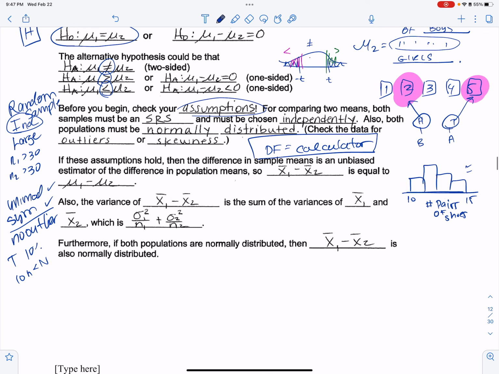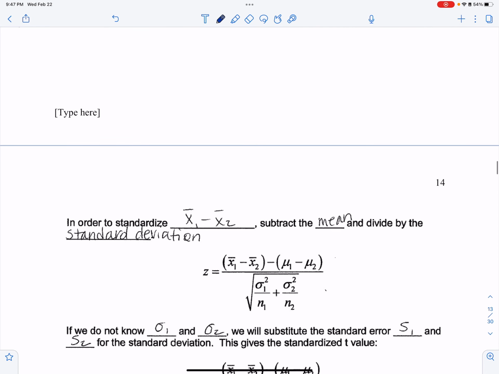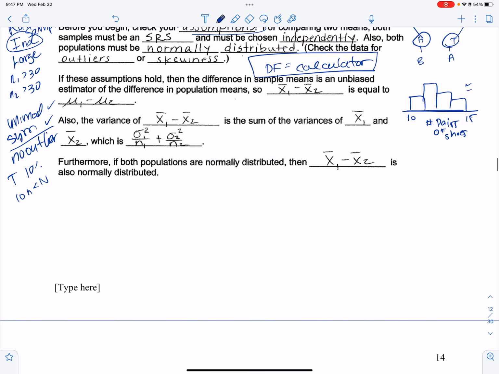Okay, so what I talked about just up here is that because I don't know my sigma, I'm going to have to use my S. But remember, how do I get this? I cannot add S1 plus S2, so I have to add the variances. And this is going to be S1 over square root of N1, squared, plus S2 over square root of N2, squared.